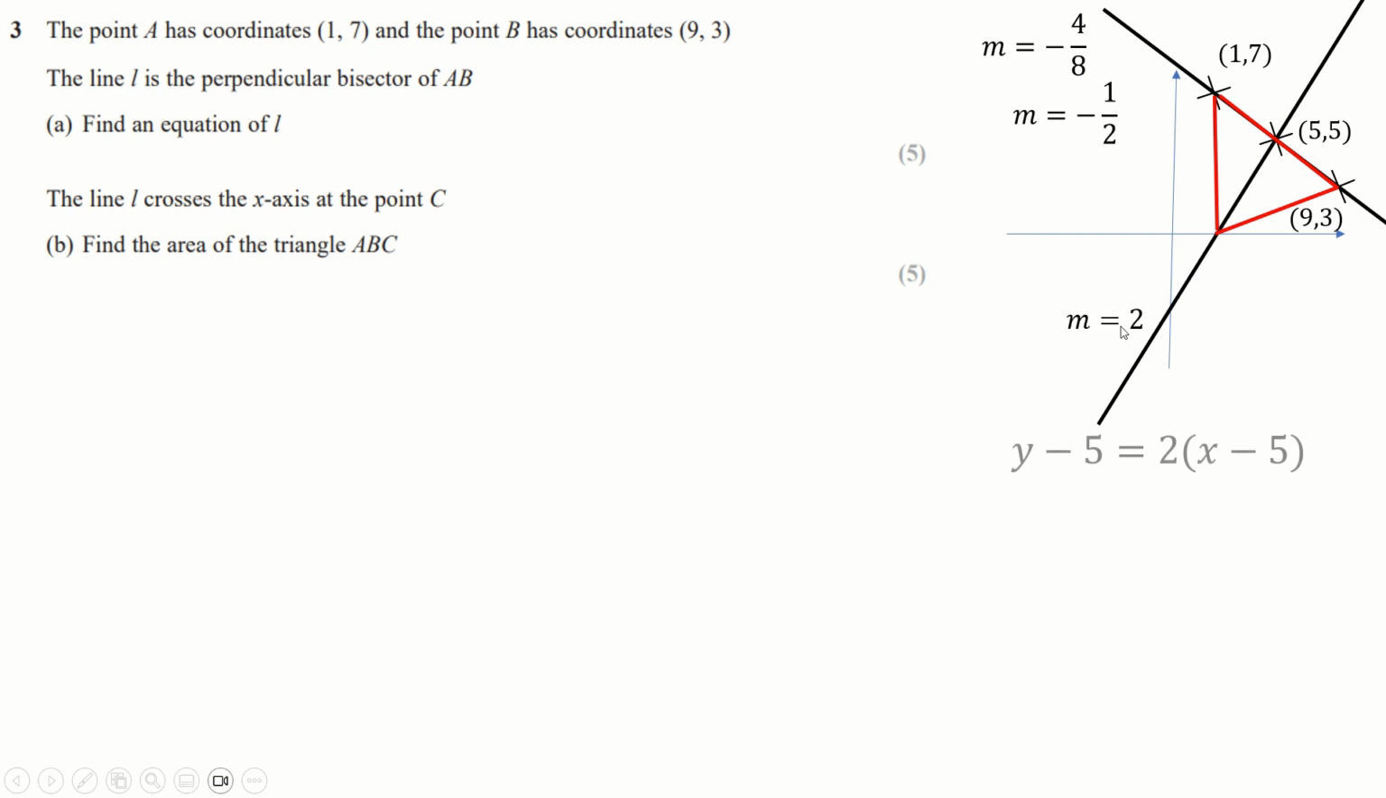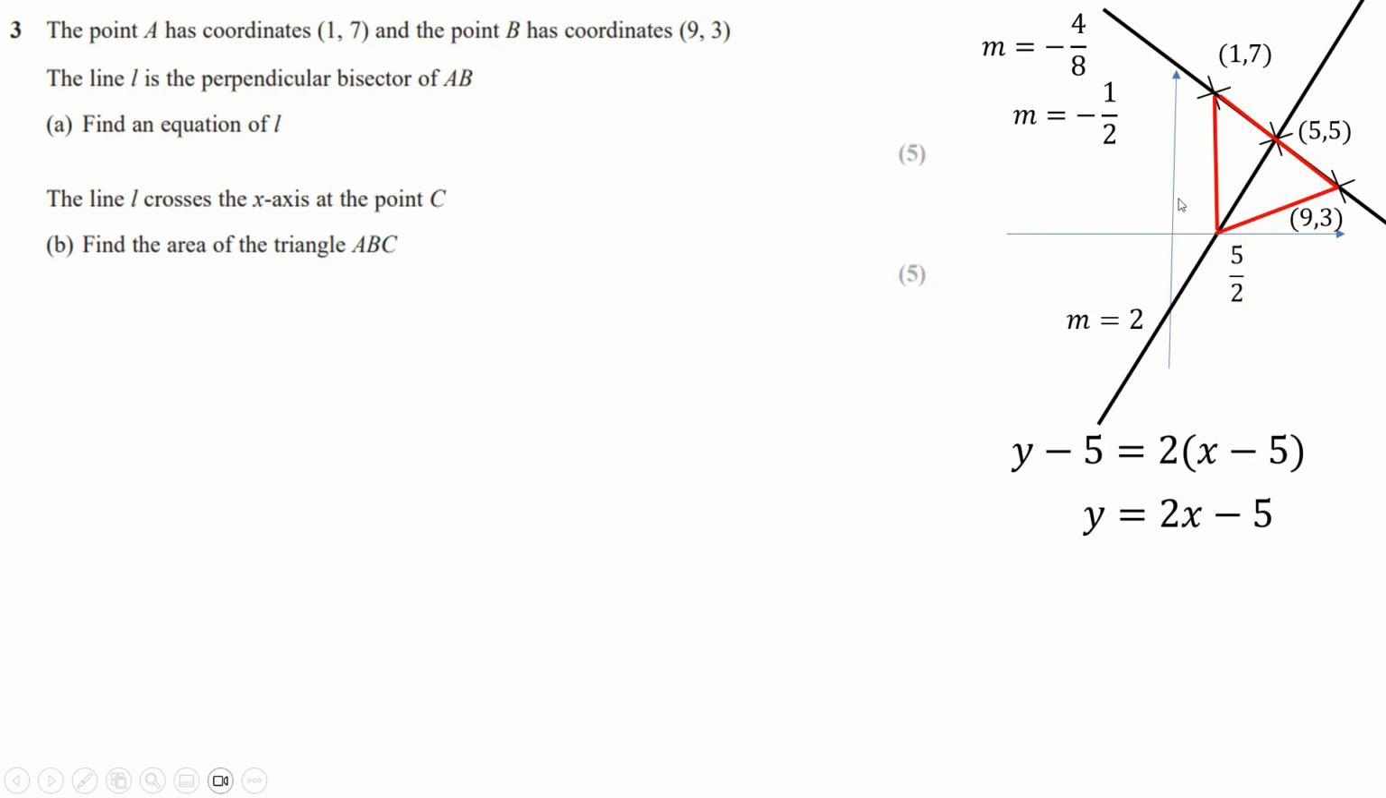y minus y1 equals m(x minus x1) now comes along. We know the point (x1, y1) is (5, 5), and that simplifies to that. And now it says this line crosses the x-axis at C. So it crosses the x-axis when y is 0. So plug y is 0 into this equation here, and you get x is 5 over 2, I should say.